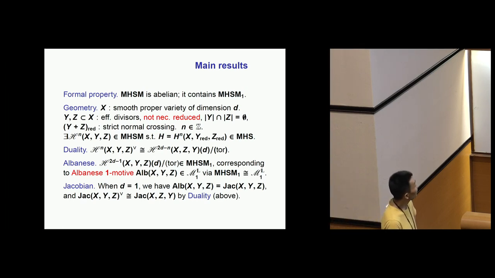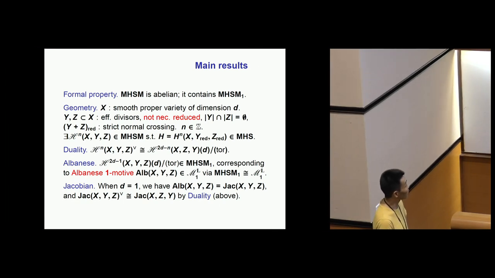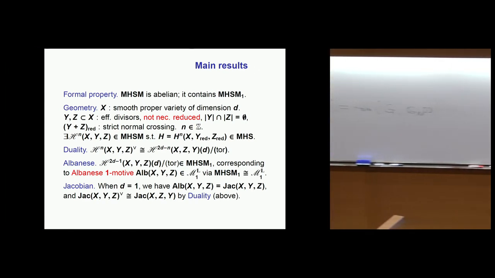We start geometry. Geometric construction of an object in our category. Starting with a smooth proper variety with two effective divisors, this time we do not assume they are reduced. They may have multiplicity. And we still assume they have empty intersection, and we put extra assumptions that support is strictly normal crossing.